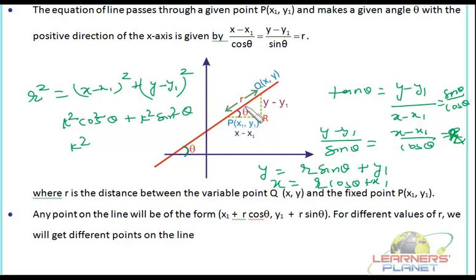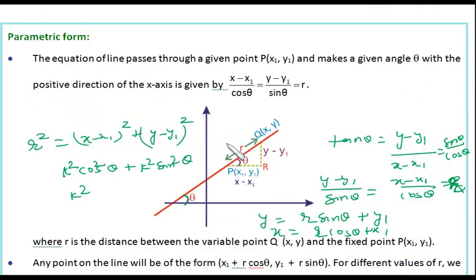Now (x, y) are the variable point and (x1, y1) is the fixed point. So any point on this line can be written as (x1 plus r cos theta, y1 plus r sin theta). For different values of r we will be getting different points on this line. So that's actually the parametric form of the line. I hope you are clear.